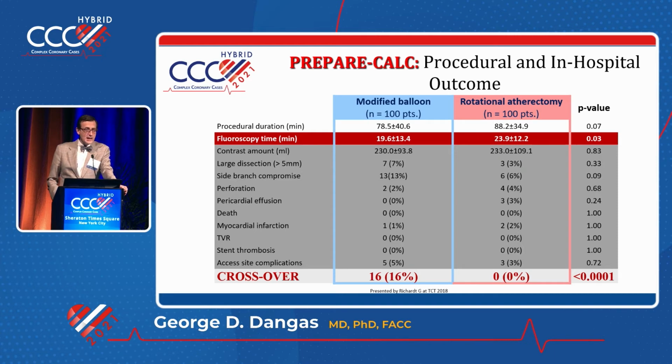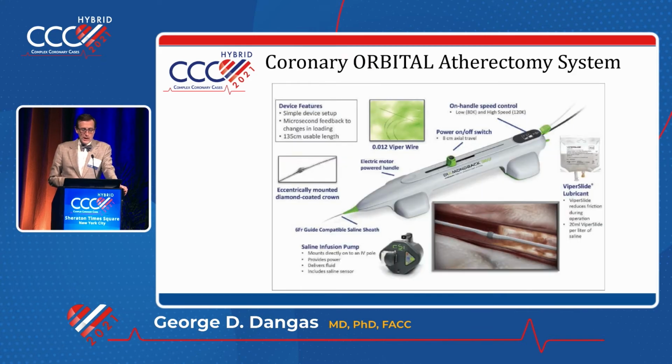And I think this is a technical study with a technical answer. 16% of the time, that's what Dr. Sharma is calling the rota regret. You regret you did not do the rotablator. How often does that happen? According to the German investigators of the PREPARE-CALC, 16%. Not small. How about the orbital?